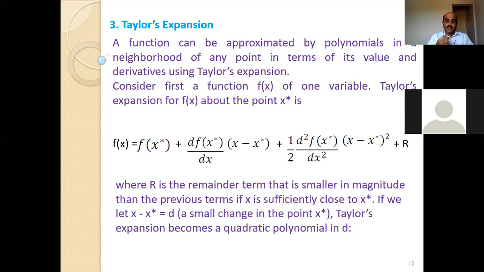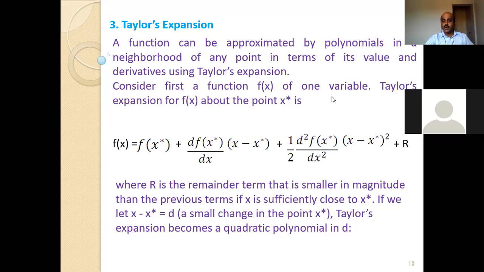Let us consider a function f of x of one variable. Taylor's expansion for f of x about the point x star. Please make a note of this equation. f of x is equal to f of x star plus the derivative of f at x star with respect to x, times x minus x star, plus half of the second derivative d square f of x star by dx square, times x minus x star whole square, plus r. So this is the Taylor's expansion for a function of one variable.